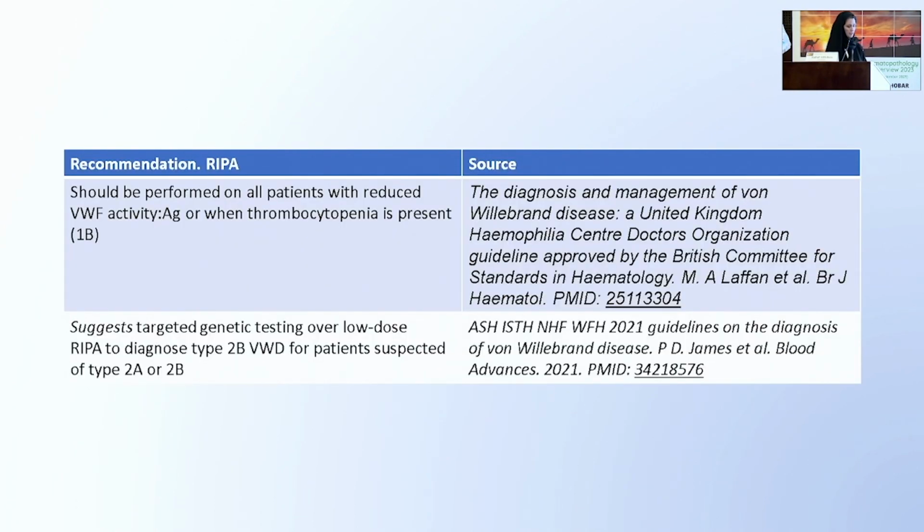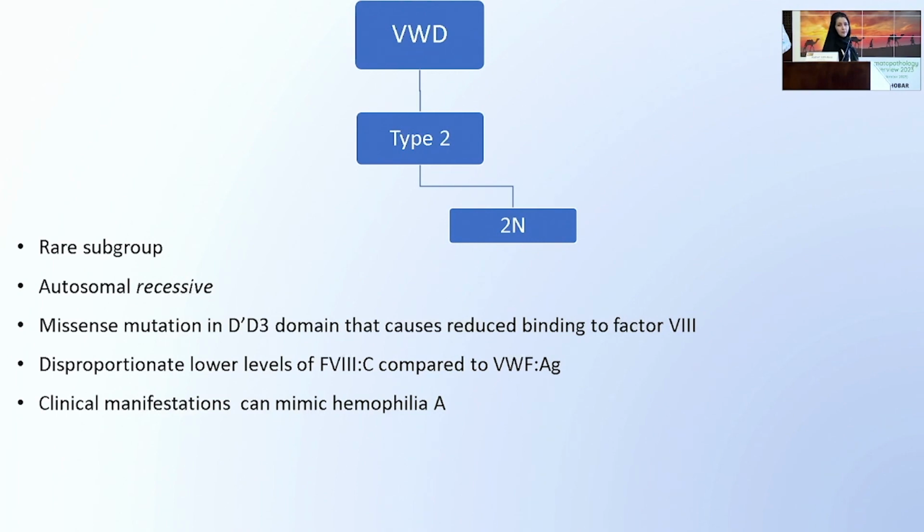So as for the recommendations that we have, the upper side is the BSH guideline, although relatively old now. They recommended RIPA for all patients with reduced VWF activity to antigen ratio or with patients who have thrombocytopenia. The more recent consensus guideline published in 2021 suggests targeted genetic testing for these patients over RIPA. Now, this is a suggestion, so it's a conditional recommendation with low certainty in the evidence. So it depends really on what you have in the lab to confirm these patients.